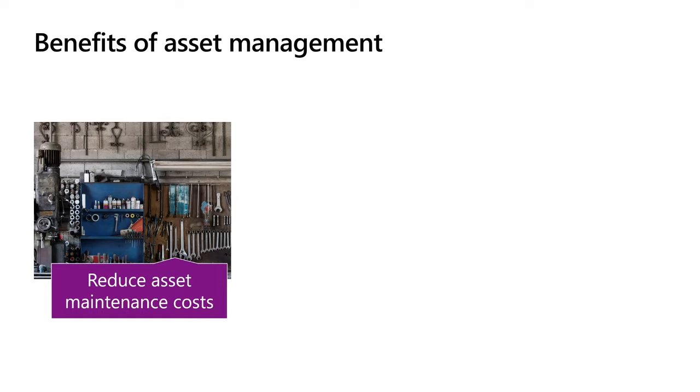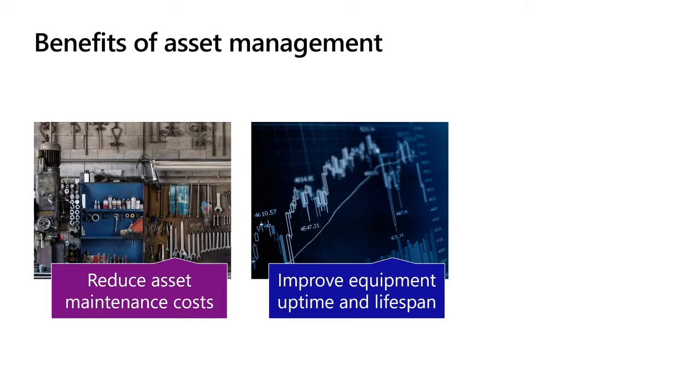Asset management also allows us to reduce equipment downtime by implementing preventative and predictive maintenance rules, which results in increased production throughput, as well as improving our asset lifespans, so we don't have to spend money on replacing assets as often.